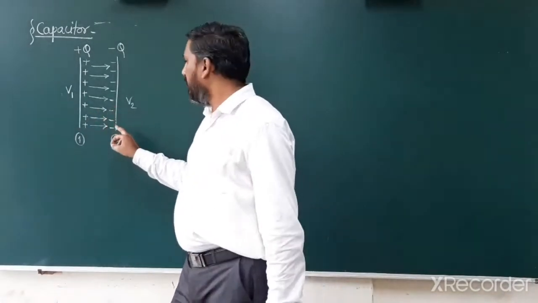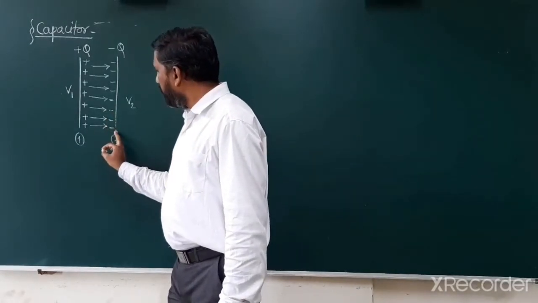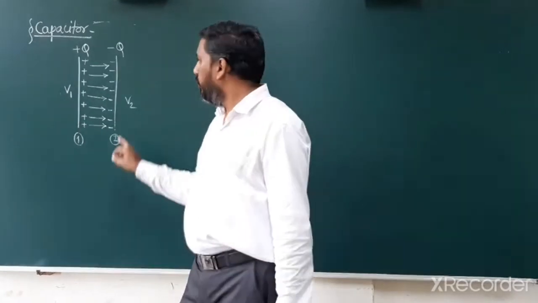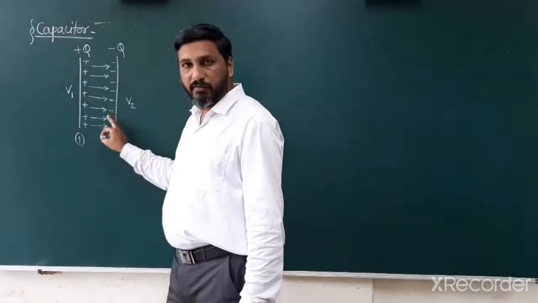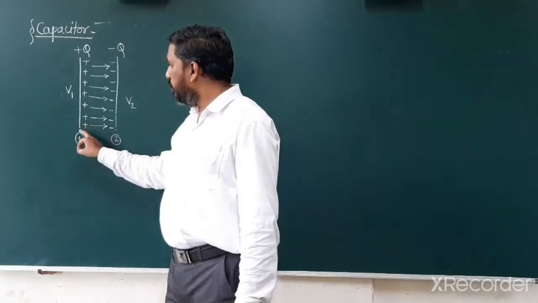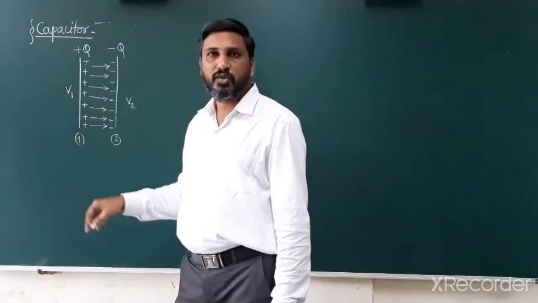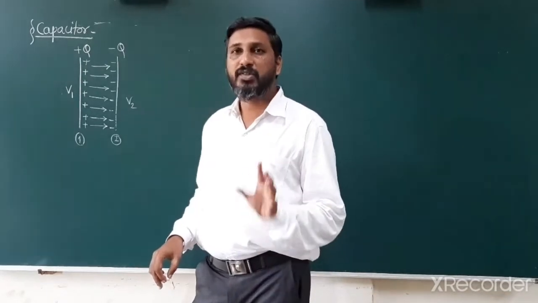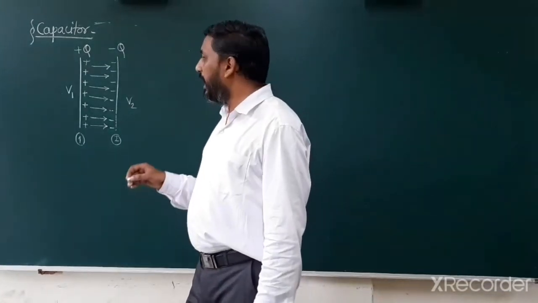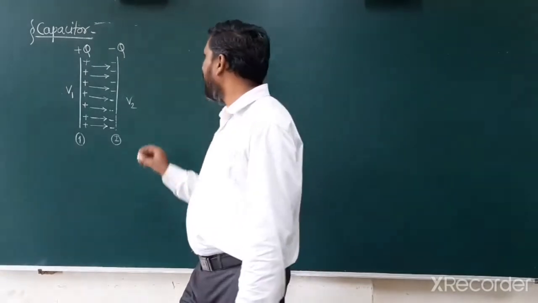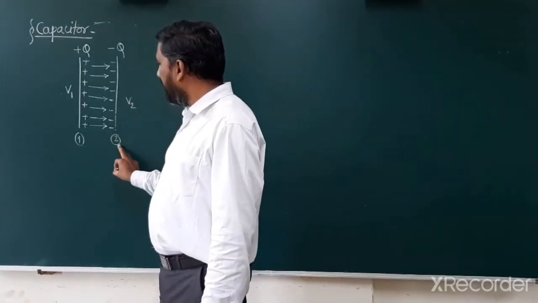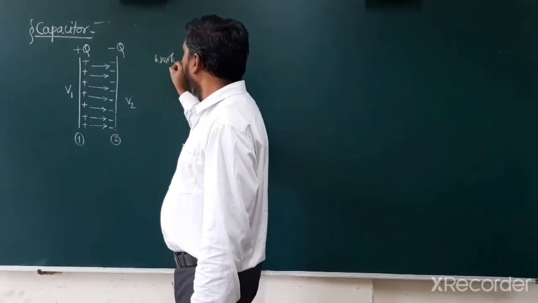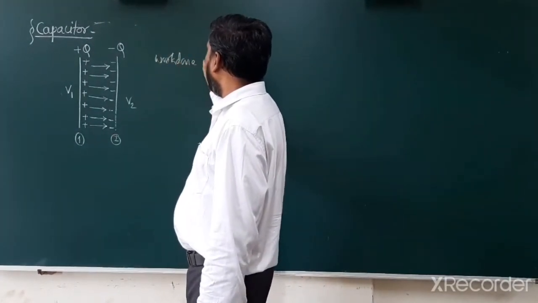Suppose a test charge is moved from the second conductor to the first conductor. Then the work done is negative, because we are displacing the charge from negative to positive, opposite to the direction of the electric field. So the work done is negative. Here we are displacing a test charge from the second conductor to the first conductor, so my work done is negative.